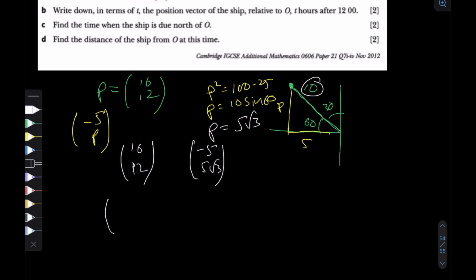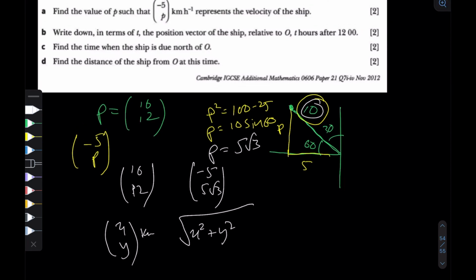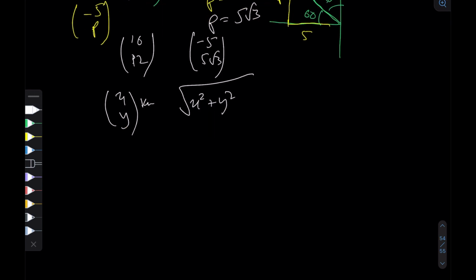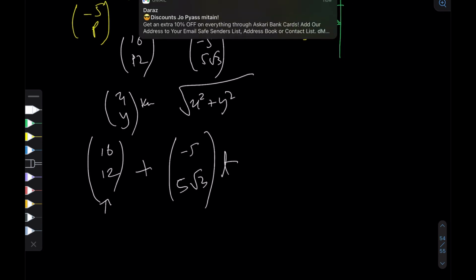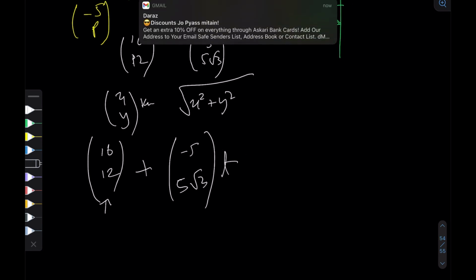So if I have any vector that is changing its x and y by some value, the speed will be the magnitude of this. In other words, it will be x squared plus y squared and the square root of this. Right, it will be the length of this. Part B asks us to write down in terms of t the position vector of the ship relative to O, t hours after 12. So it starts at 16, 12, and then it is moving at this certain velocity, and so we can do initial displacement plus the change in displacement, which is velocity multiplied with time. Right, so this would be our answer.